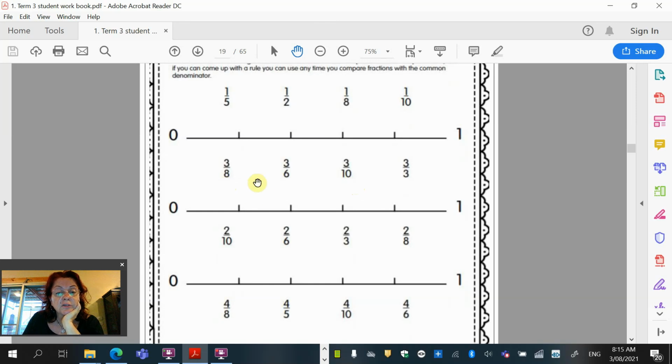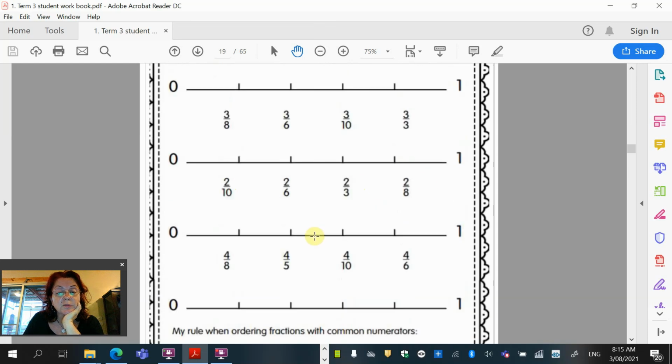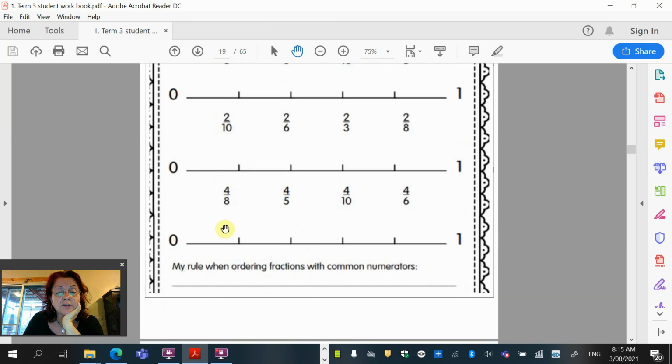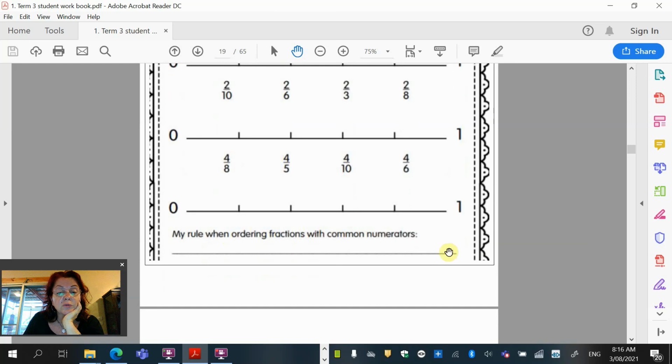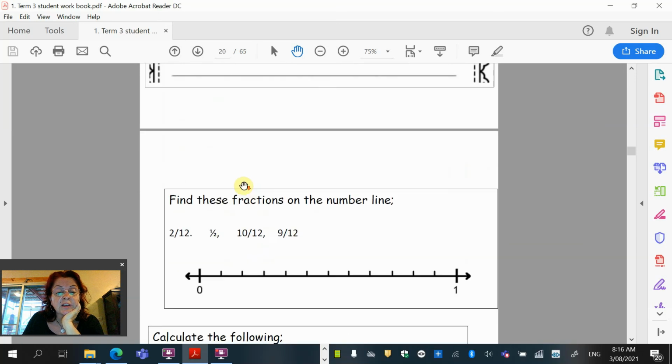3/10, 3/8, 3/6, and 3/3. Then the next one, 2/10, 2/8, 2/6, and 2/3. So you can see how we're putting the larger denominator first. Then 4/10, 4/8, 4/6, and 4/5. And the rule when ordering fractions with common numerators is that you have to look at the denominator, isn't it, to see how many are put up.